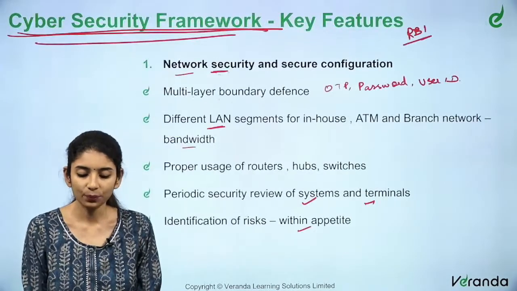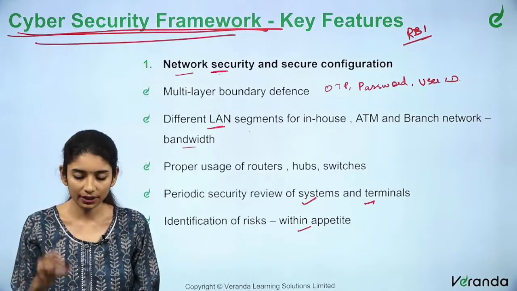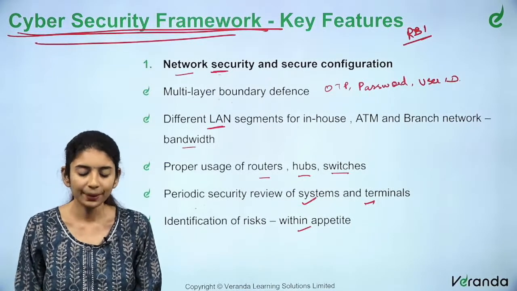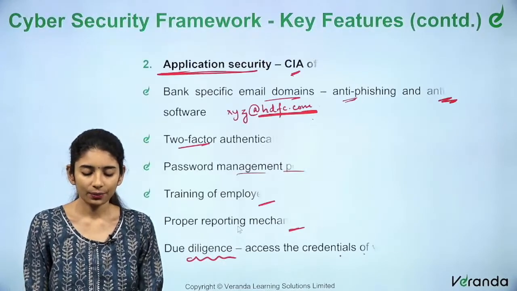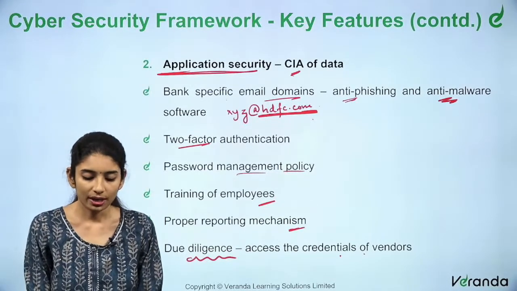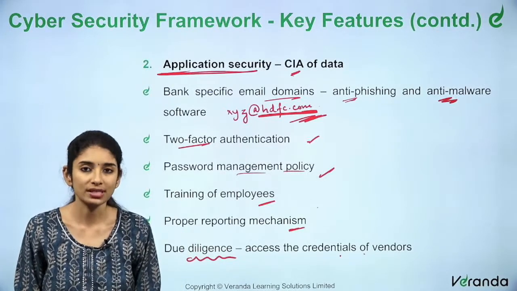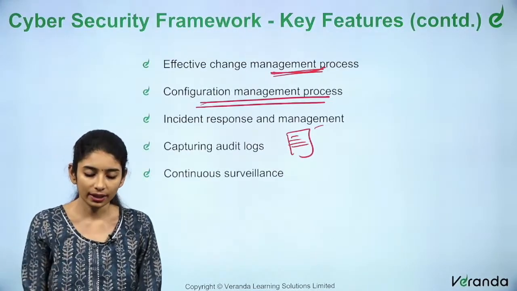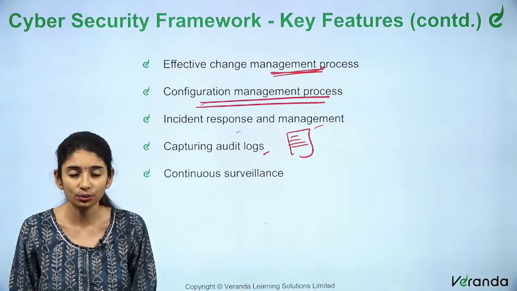First we did network security and secure configuration: multi-layer boundary defense, different LANs for different terminals, proper usage of all the network assets like routers, hubs, switches, periodic review of systems and terminals, then identification of risk. Next is application security: check the domain name, two-factor authentication to go into the application, password management policy, training of employees, proper reporting mechanism, due diligence, change management, incident response and management, audit logs and continuous surveillance of what is happening through the application system.